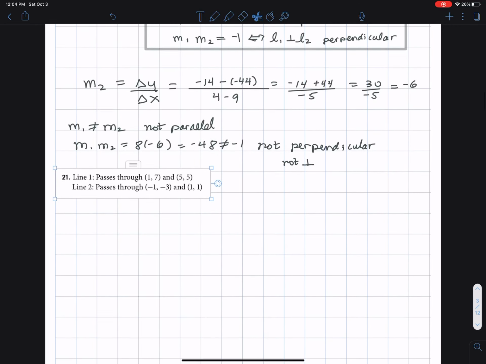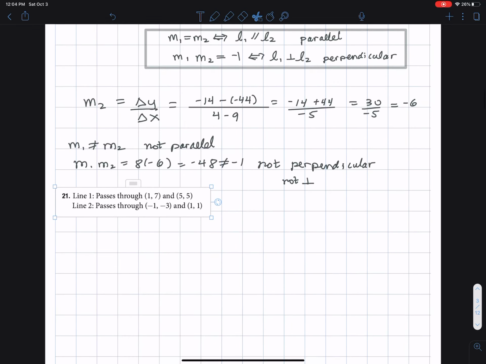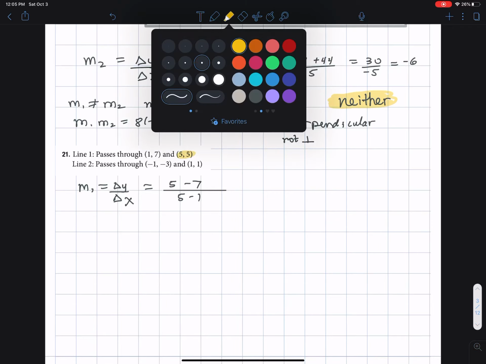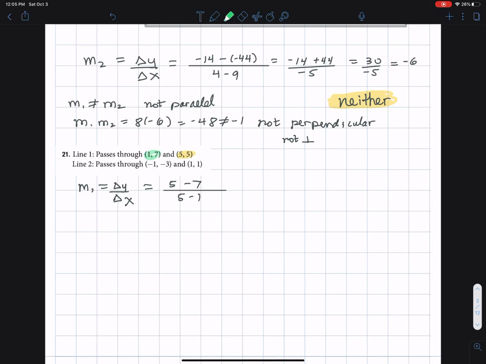Okay, so let's check this one out. Same directions: find the slopes, are they parallel, perpendicular, or neither? This one, by the way, is finally a big neither. Boo. Okay, let's try to do M1 here. M1 is equal to delta y over delta x. So I'm going to get 5 minus 7 divided by 5 minus 1. So that's going to give us 5 minus 7 is negative 2, and 5 minus 1 is 4, so that's negative 1/2.